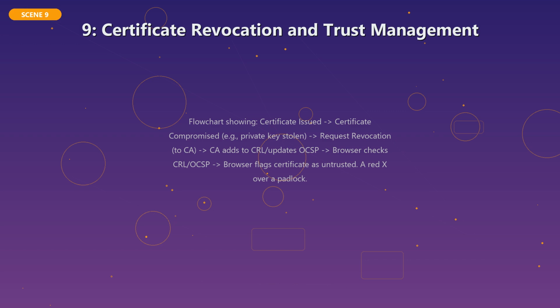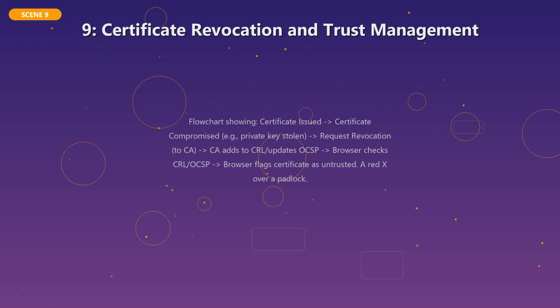2. Online Certificate Status Protocol, OCSP. OCSP offers a more real-time approach. Instead of downloading a large list, your browser sends a query to an OCSP responder service, asking for the revocation status of a specific certificate. The responder immediately returns a good, revoked, or unknown status. This is faster and more efficient for individual checks. Most modern browsers and operating systems use a combination of these methods, often favoring OCSP for speed and then falling back to CRLs or other proprietary checks.